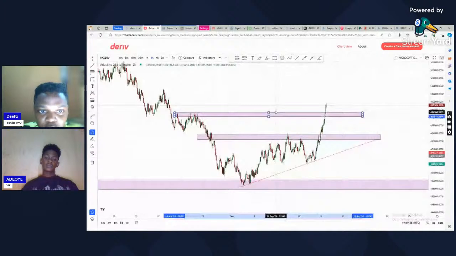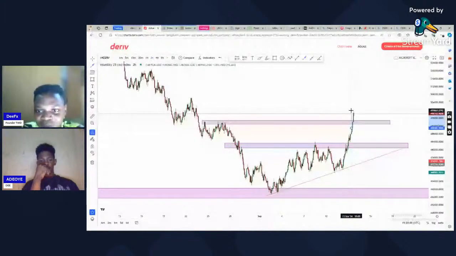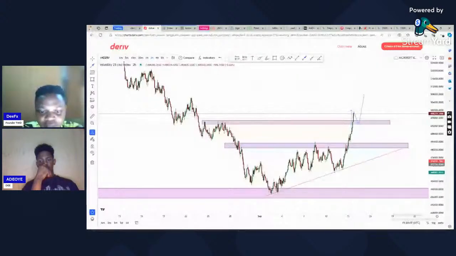We also use the breakout strategy, right? When price pulls up from a zone, when price breaks out of a zone, and then there's a retest, then we expect price to pull up.